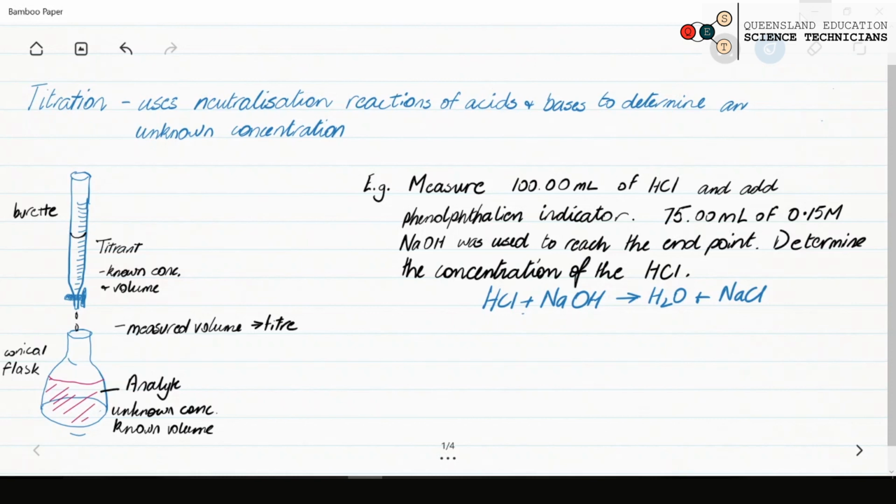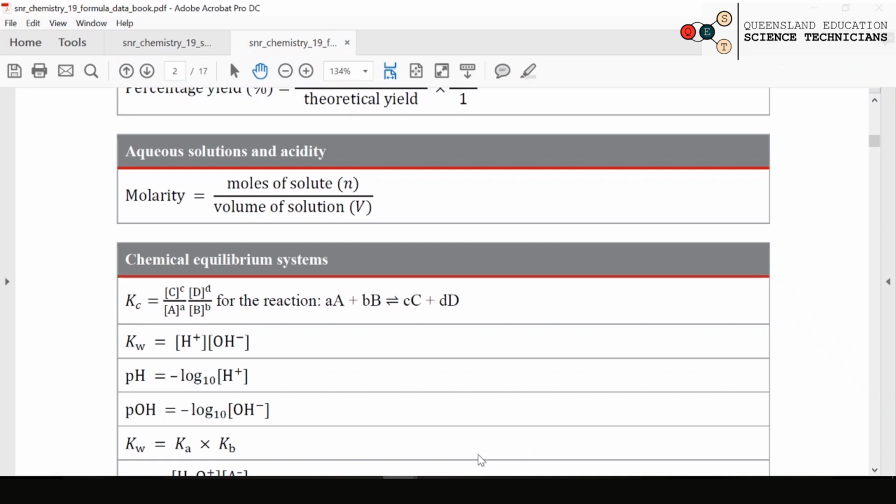That's important because at the equivalence point, it isn't an equal number of moles, it's an equivalent number of moles. The ratio between the acid and the base is very important. So 1:1 here. In our formula and data booklet, under aqueous solutions and acidity, we've been given that molarity or concentration is equal to the moles of solute. I like to write this as C equals n/V. Other people like to use a capital M. Either way is fine, as long as you're consistent throughout.